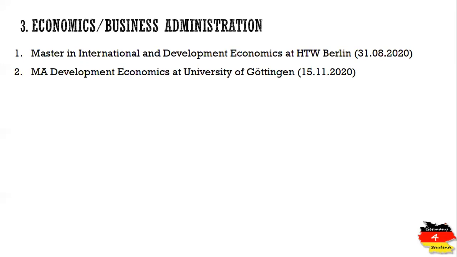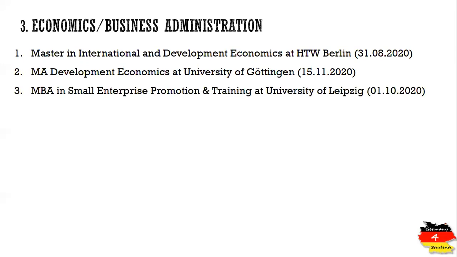And the next program is Master of Arts in Development Economics at University of Göttingen. The deadline is 15th of November. Then we have an MBA program in Small Enterprise Promotion and Training at University of Leipzig. The deadline for this is 1st of October. So these are the three programs which are available in economics and business administration.